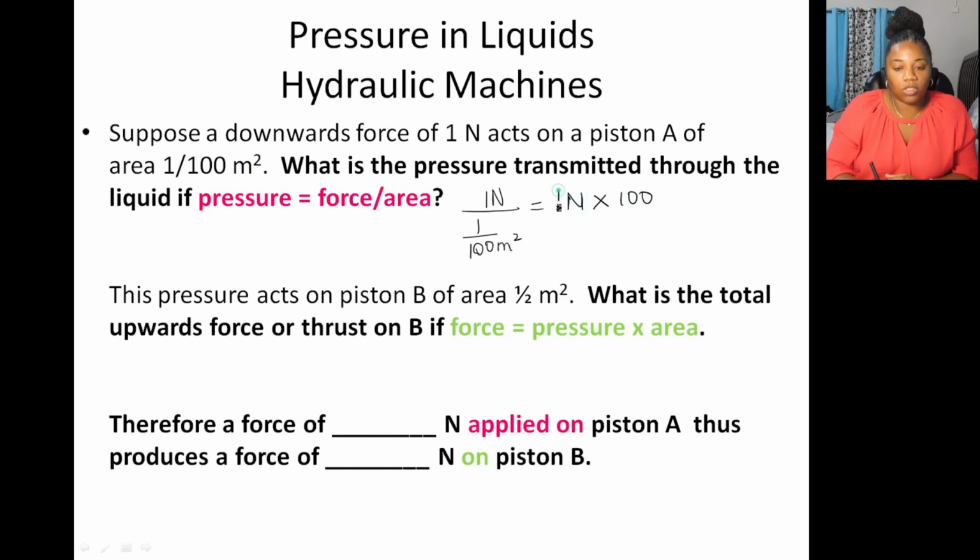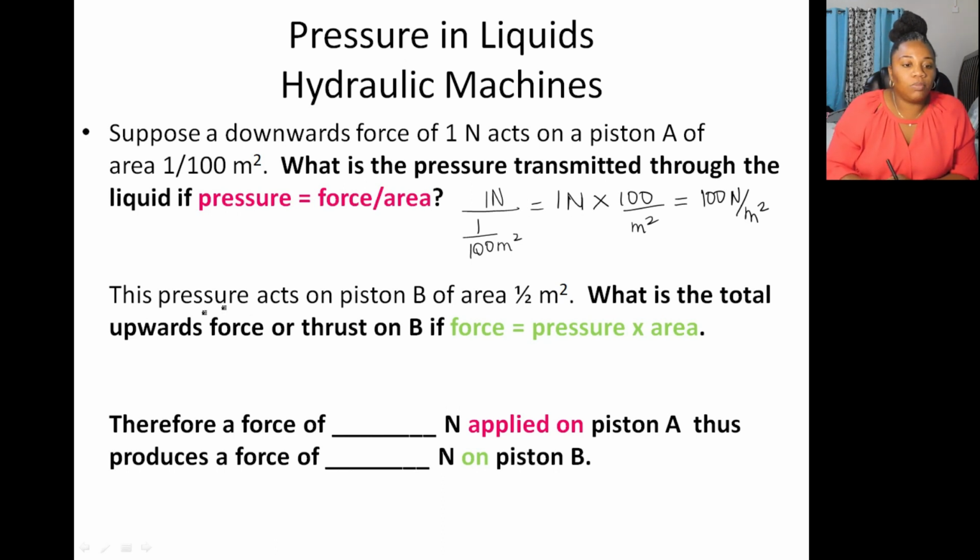Well, 1 Newton times 100 per meter squared, and we end up with 100 Newtons per meter squared. Pretty sure I did that correct. Okay, so that's the pressure, and that'll be 100 pascals.